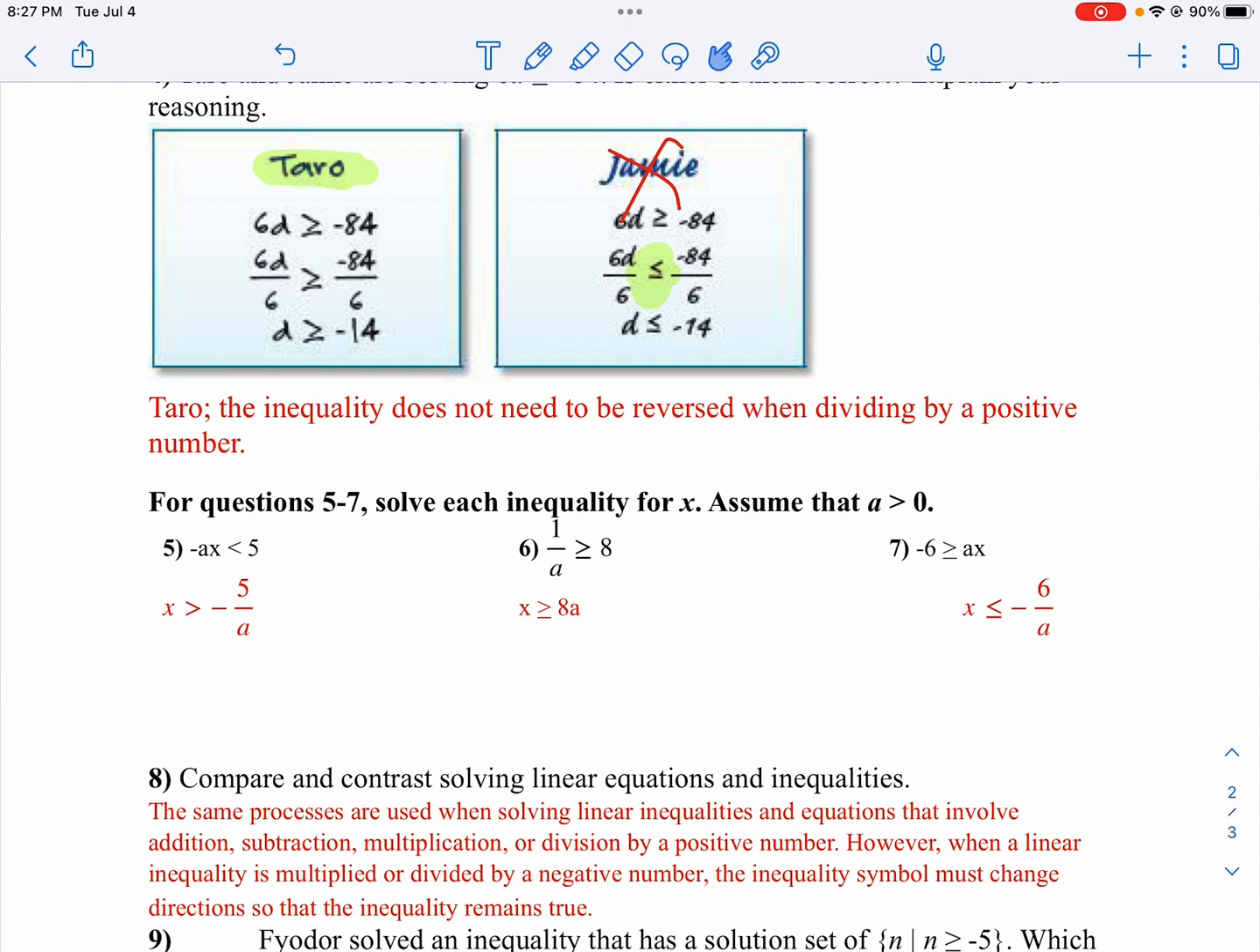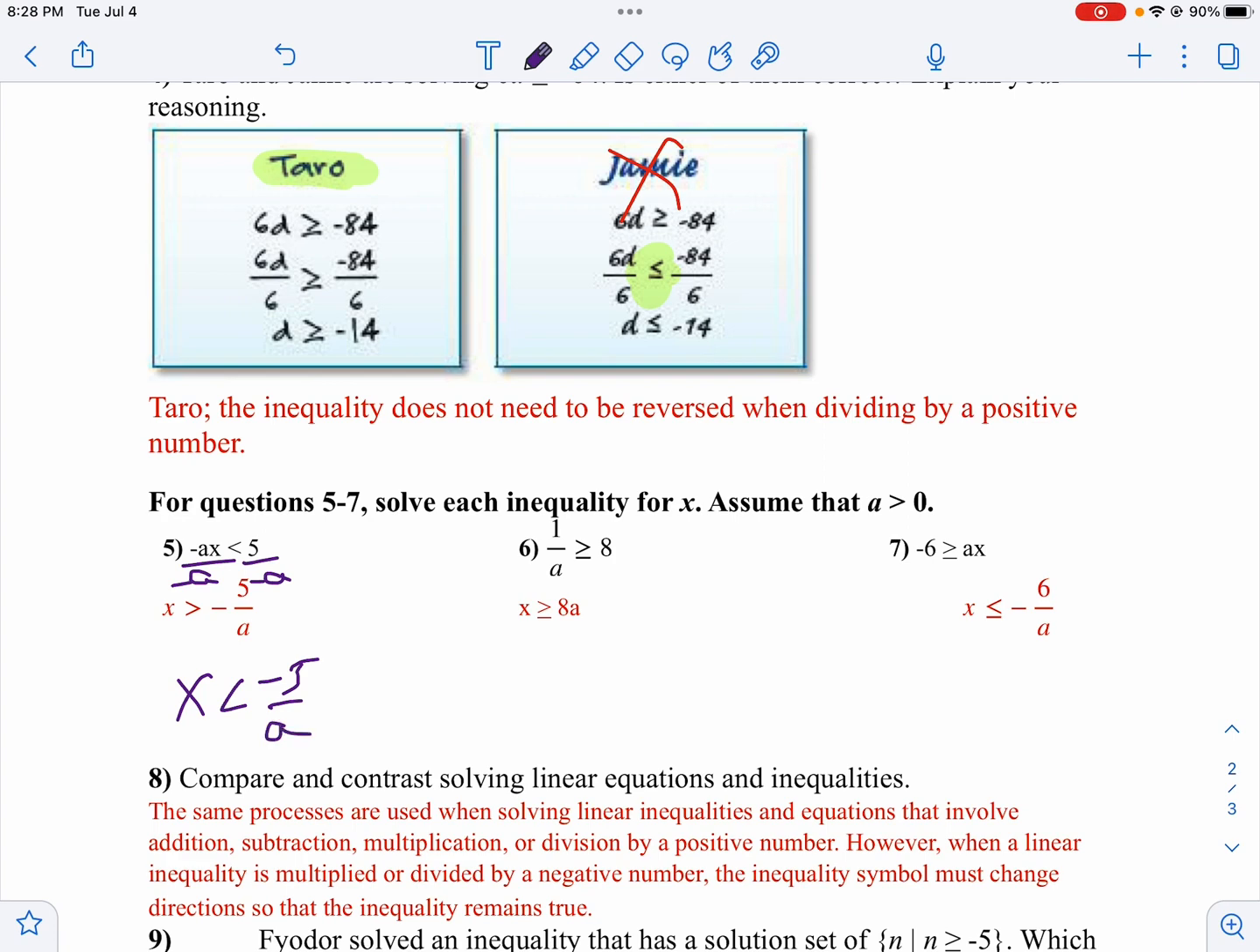Okay, on questions 5 through 7, I want you to solve for x, and we're going to assume that a is greater than 0. So to get x by itself on question 5, we're going to divide both sides by negative a. Since a is a negative number, we're going to flip that inequality. So x is less than negative 5 over a. There's your correct answer. That kind of looked like a 9, so I'm going to rewrite that as a.